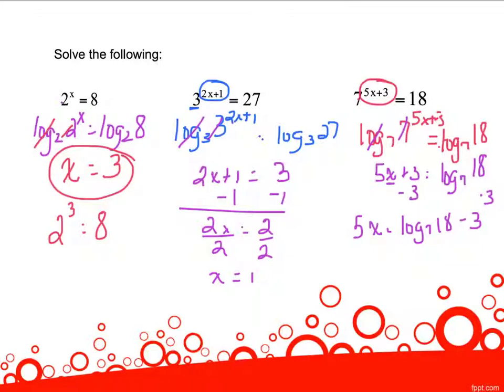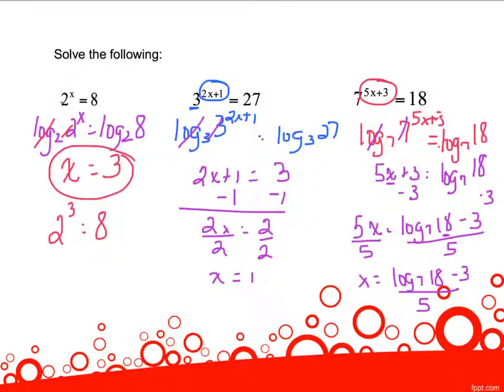Now notice I cannot make that log base 7 of 15, because one of those constants, the 18, has a log with it, so they're not common terms. I can't subtract them. Then I would divide by 5. And so x would be log base 7 of 18 minus 3, divided by 5.